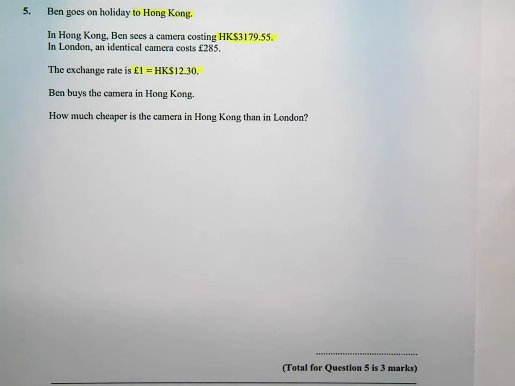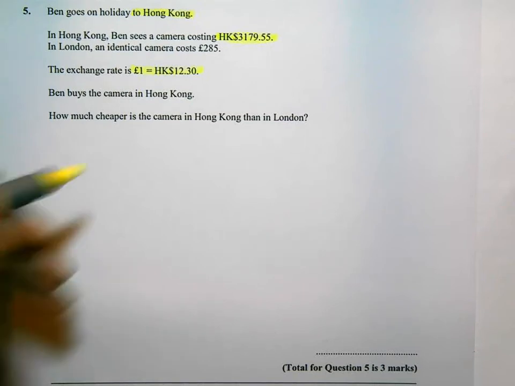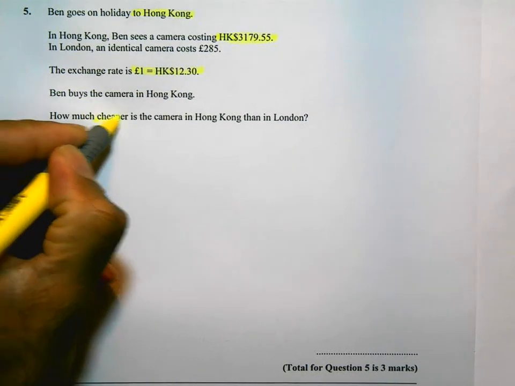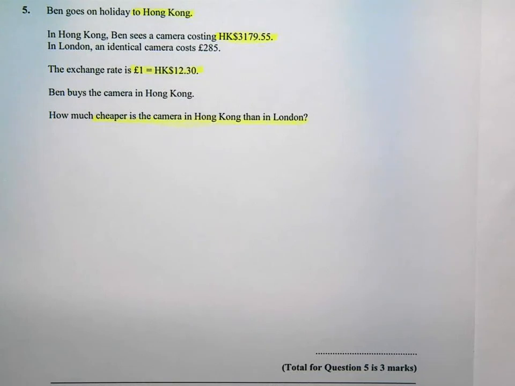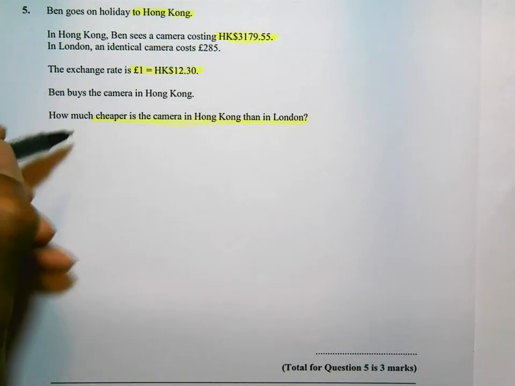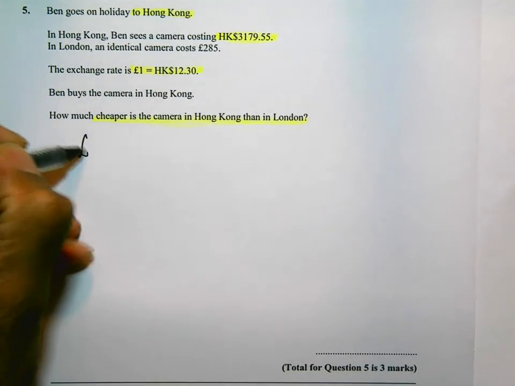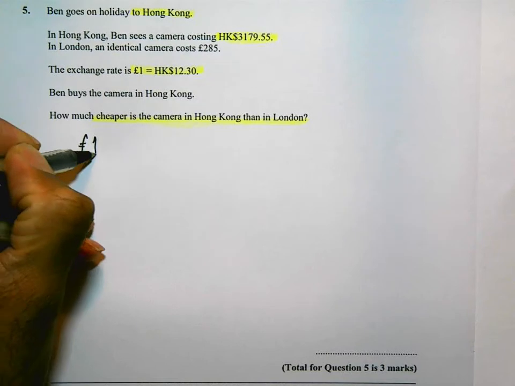Ben buys the camera in Hong Kong. And look at the question. The question says, how much cheaper is the camera in Hong Kong than in London? It wants to know how much cheaper the camera is. Now, in questions of this sort, I always write down the exchange rate. They've given it to you, but I'm just going to make an effort to write it down.